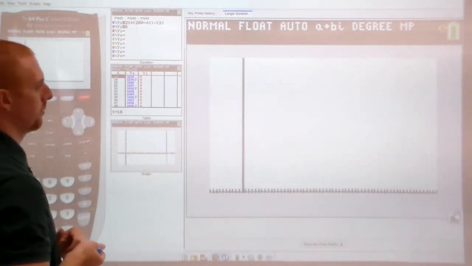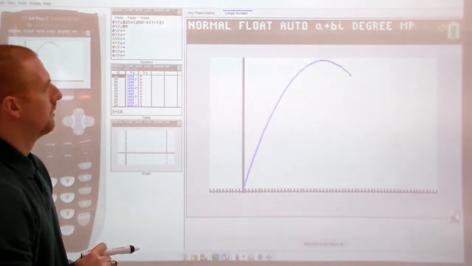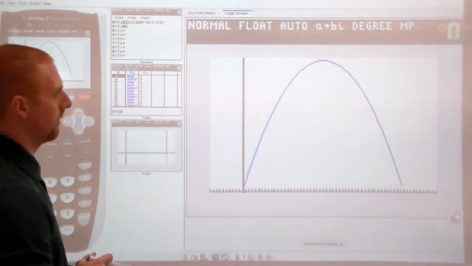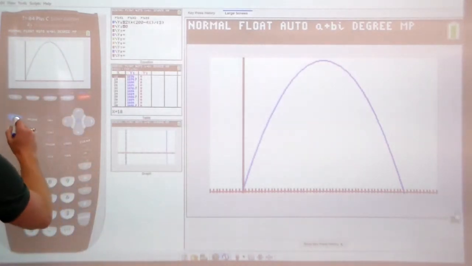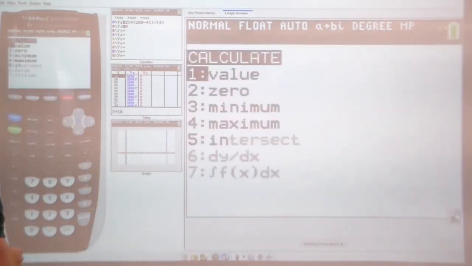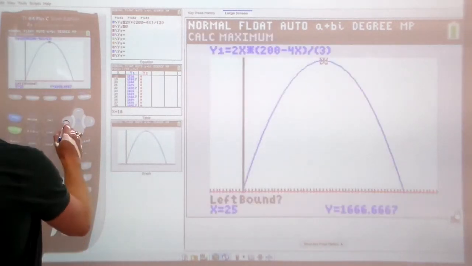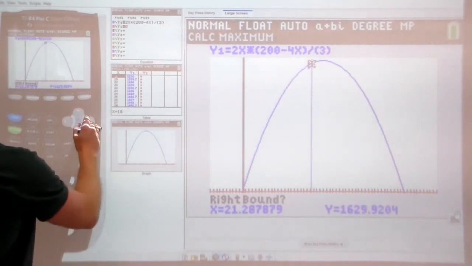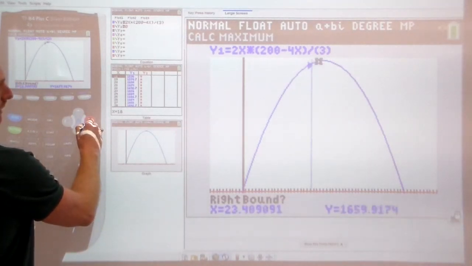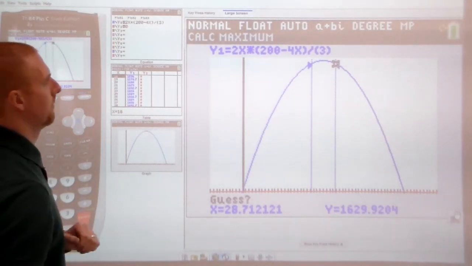And now we should get a pretty good graph. Encases it pretty well. Yeah, there we go. So I want to verify that that point's 25 and 1666.7. So I'll do second trace and maximum because I want to find the maximum of that graph. And we'll just go slightly left of the top of the hill, hit enter. Go slightly right of the top of the hill and hit enter. And then finally hit enter one more time for good measure.